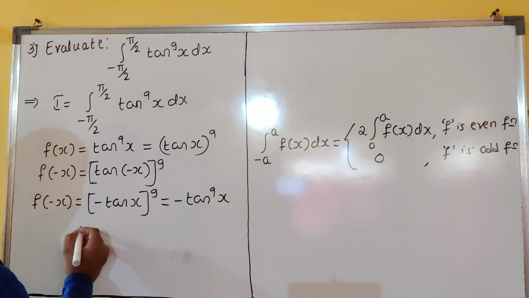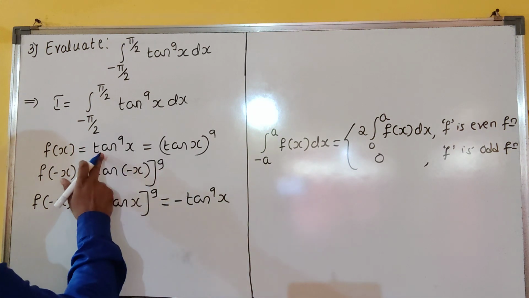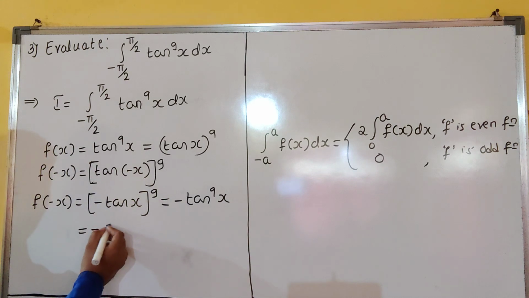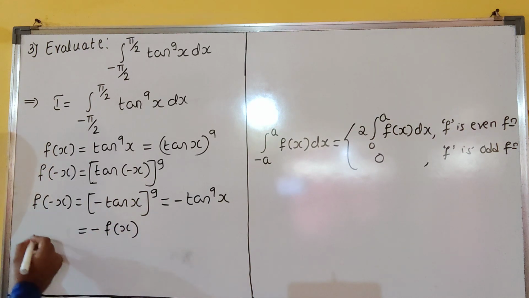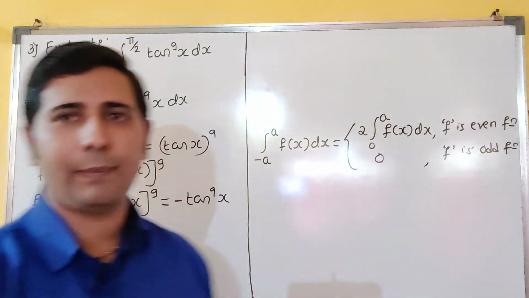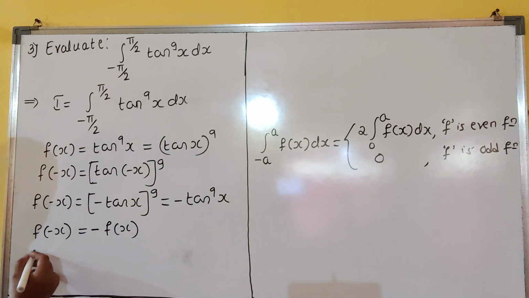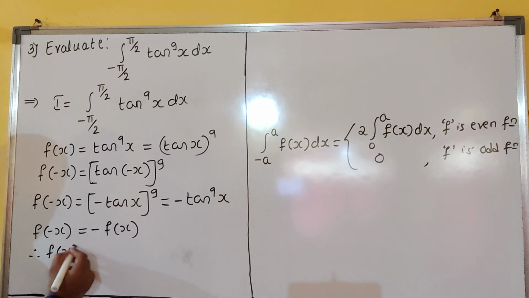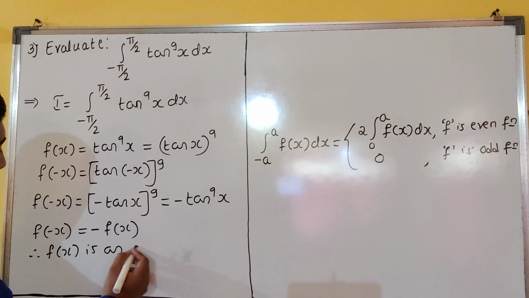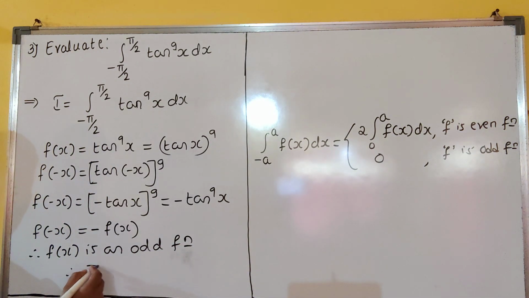Yes or no? So now see here. Minus, I will write as it is. Tan raised to 9x is f of x. Minus f of x we will get. f of minus x is giving minus f of x, which means the function is odd. Therefore f of x is an odd function, dear students. Odd function. Therefore I value will become 0.